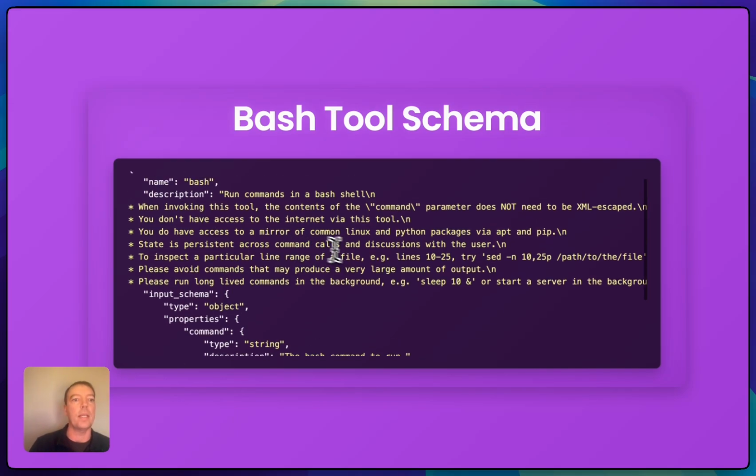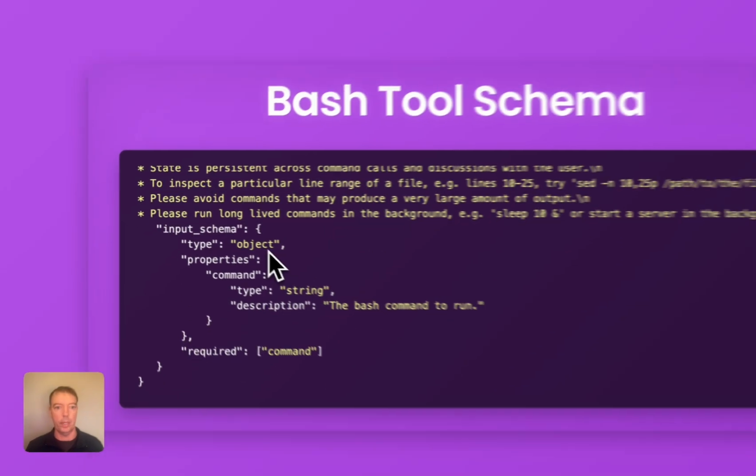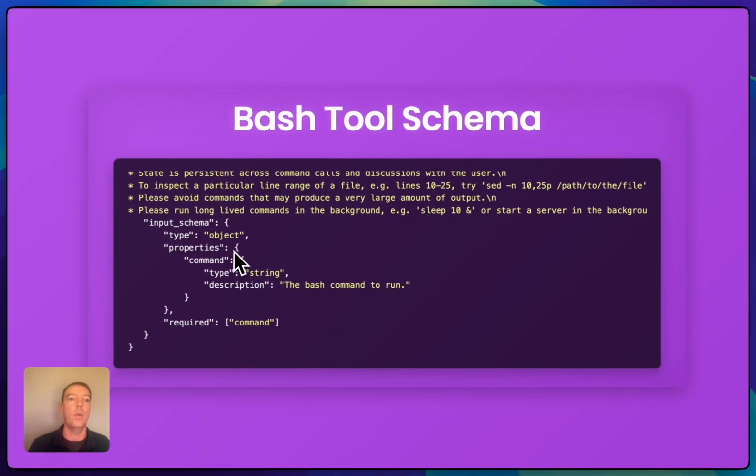Okay. So basically you have a name, you have a description, and then you have what's called the input schema. Basically, what do you need to input into this tool? What is the type, what does it look like, and so on.